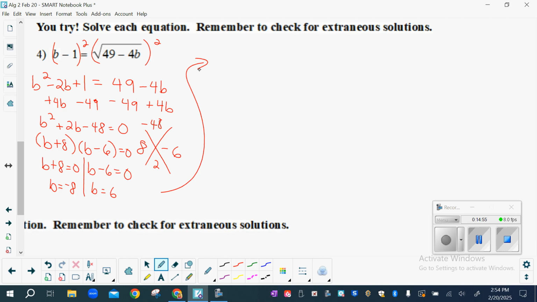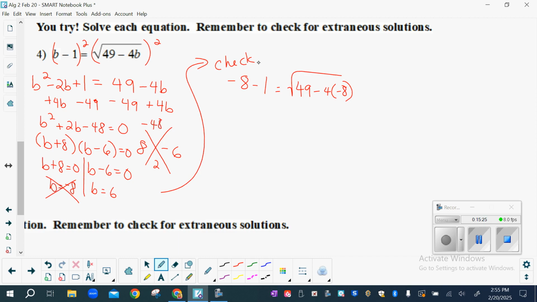So we have negative 8 minus 1 equals the square root of 49 minus 4 times negative 8. Okay, right away, this gives us what on the left side? Negative 9. Is this square root of anything going to be a negative? So you know that that one doesn't work. So you know that that negative 8 is not going to work. So let's check the 6. Wait, how do you know it doesn't work?